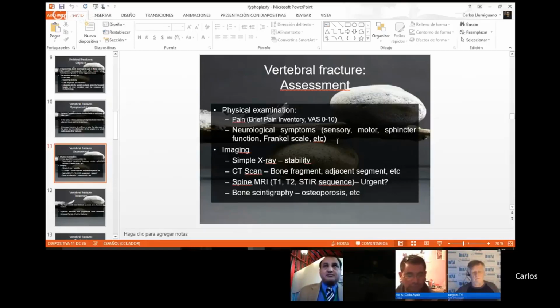In radiological imaging studies, we can use a simple X-ray to define the stability of the vertebra. We can do a CT scan. We must determine if there is or is not a bone fragment. What about the adjacent segment? Maybe we can use a spine MRI, a T1, T2, or STIR sequence. At this point, we can discuss whether this type of study is urgent or can be deferred for some time. We can do a bone scintigraphy to determine if the patient has osteoporosis or not.